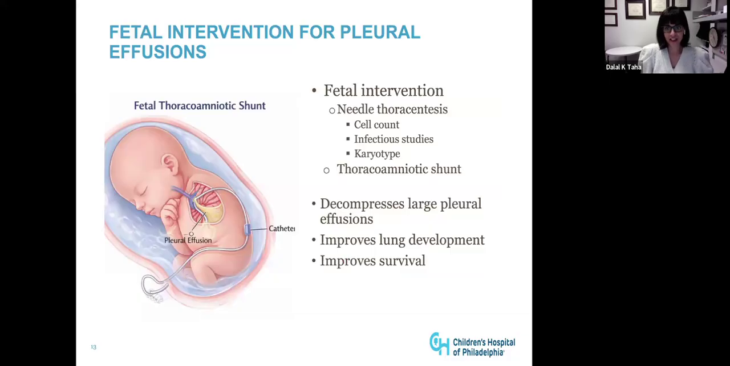So like I mentioned, fetal intervention can be really successful for decompressing these large pleural effusions, improving lung development and survival. The first step is to obtain fluid from a thoracentesis to diagnose lymphatic origin with a cell count. Infectious studies are also done to make sure there isn't a TORCH infection causing this phenomenon. Karyotype is checked to make sure it's not a lethal genetic syndrome. And then a thoracoamniotic shunt can be placed to help maintain that the fluid is decompressed.